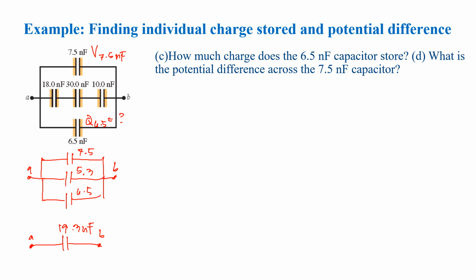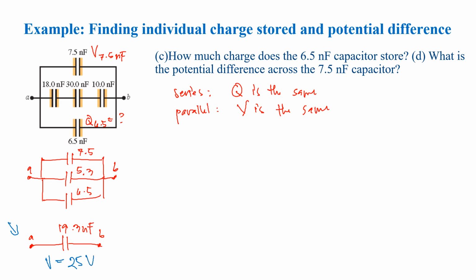Now let us remember that for capacitors in series, Q is the same, and for capacitors in parallel, V is the same. If you look at this point here, the potential difference applied between points A and B is equal to 25 volts. That means the potential across the 19.3 nanofarad capacitor is equal to 25 volts.